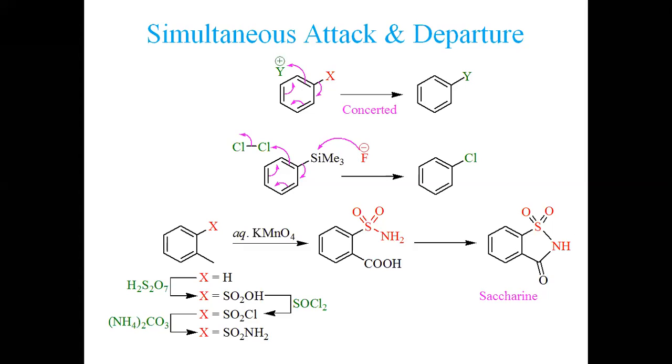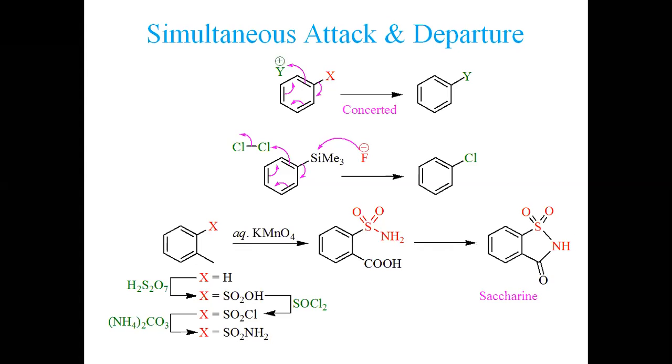In the SE1 mechanism, you have seen after the first slow step, a carbanion is generated, rather than a carbocation. Second difference, the electrophile is involved in the second step, which is fast. These are the two major differences between arenium-ion and SE1 mechanism. Both are stepwise. This is a common feature among both. But the third mechanism is the simultaneous attack and departure mechanism.